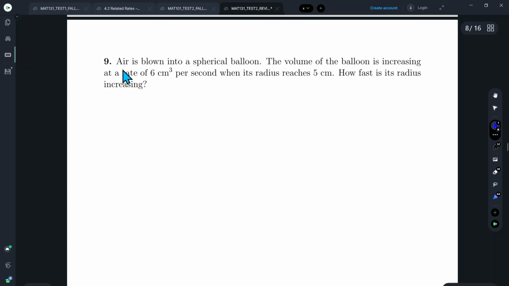Okay, so let's take a look at problem 9. It says air is blown into a spherical balloon. The volume of the balloon is increasing at a rate of 6 cubic centimeters per second when the radius reaches 5 centimeters. How fast is its radius increasing? Okay, so we're looking at the rate of increase. So this is talking about a related rates problem.